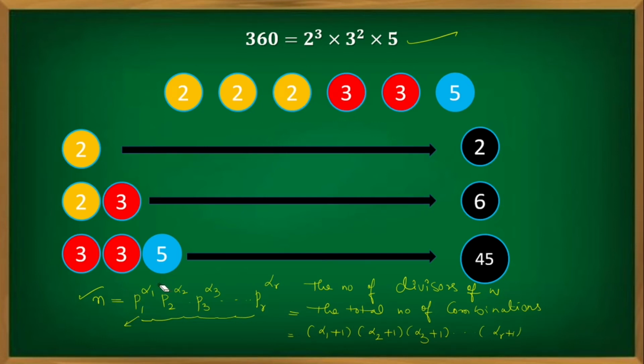The power of the prime is alpha 1, so you add 1. Alpha 2 plus 1, alpha 3 plus 1, and so on up to alpha r plus 1. This product gives you the number of divisors of n. Okay, now let's see.